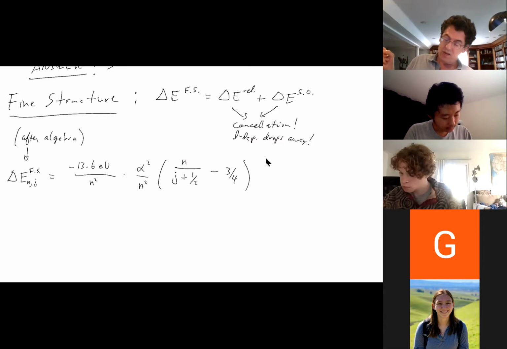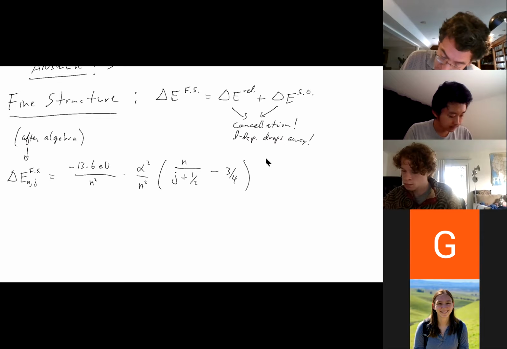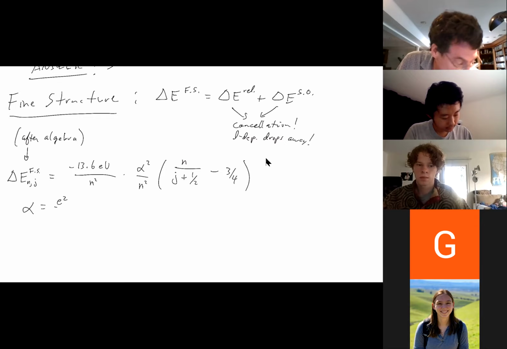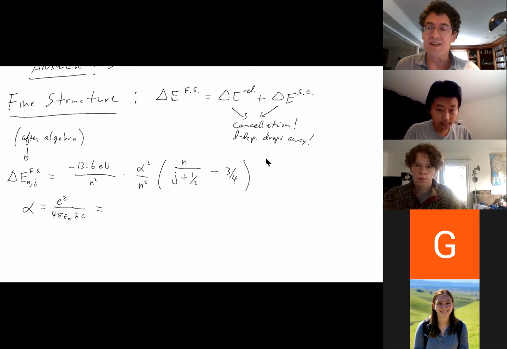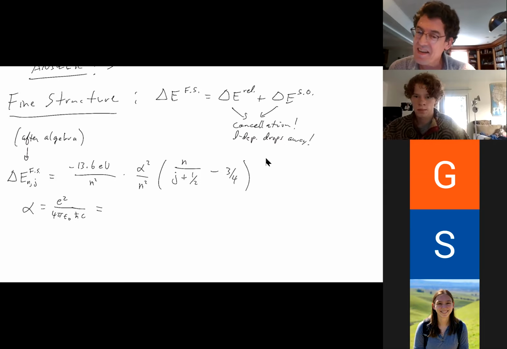And here alpha is equal to e squared over 4 pi epsilon naught h bar c. Does anybody know what alpha is equal to? Does that look familiar to anybody? Is it 1 over 137? Yeah, that's exactly right. 1 over 137, which we fondly call what? What do we call it? The fine structure constant. Yeah.